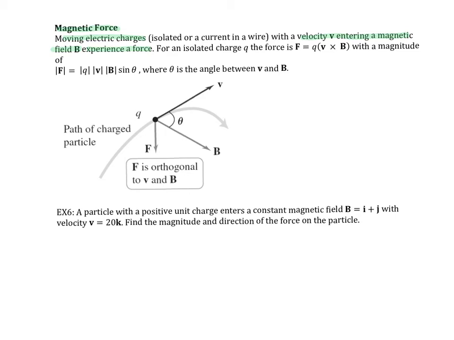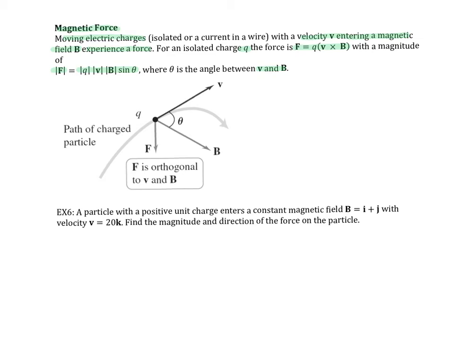So if the charge is Q, then to compute the force vector, it's going to be the equation Q times V cross B. So the magnitude of our force is going to be, now this is not really the magnitude of Q. Q is just a scalar. It's a real number. It's a measurement. So this is actually the absolute value of Q times the magnitude of V times the magnitude of B times sine of theta, and theta is the angle between V and B.